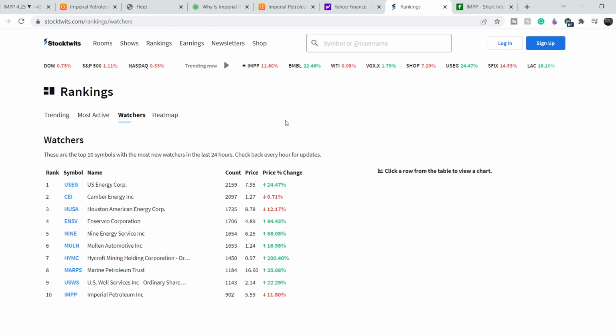So definitely this asset still has support from the retail community, and that's why we might see the next movement to the upside, especially with the upcoming increase in oil prices.